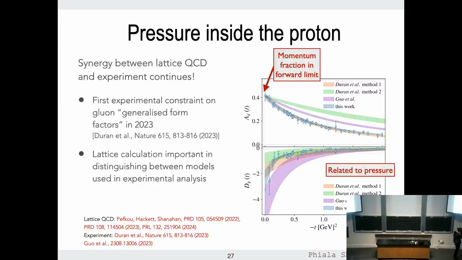The blue points are from a lattice QCD calculation, and the other colored bands, those are different analyses of the same experiment. So the experiment can't quite orthogonalize between these two quantities, so there's some model input that goes into doing the experimental analysis. And what you see is that the first principles theory results agree much better with one version of the experimental analysis than the others. And so again, synergy between theory and experiment.